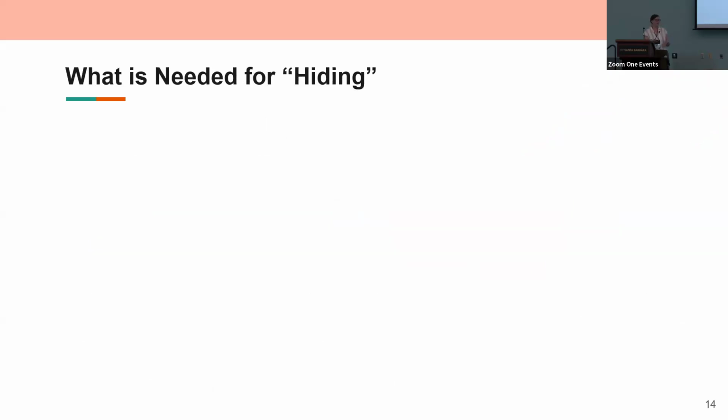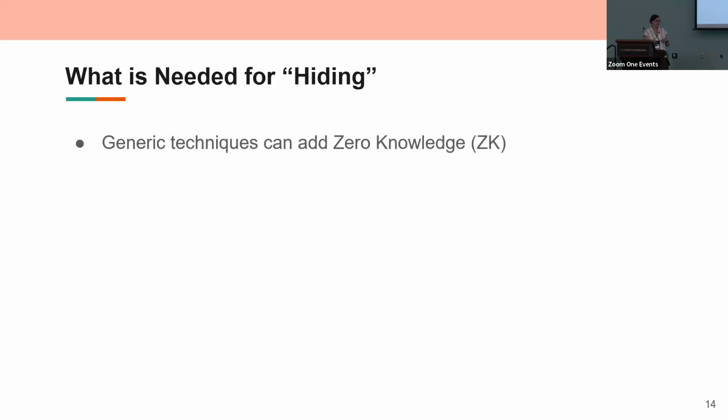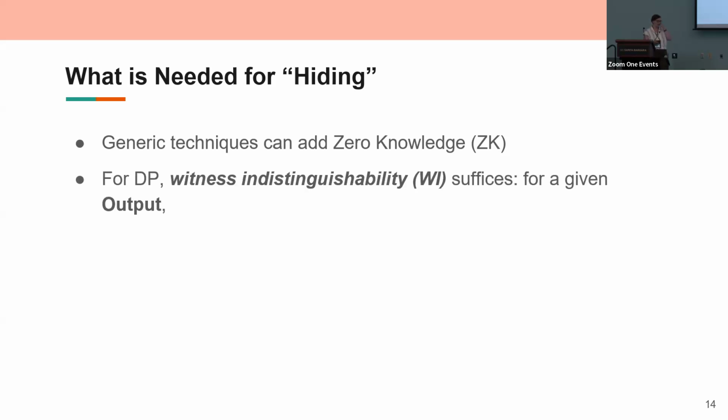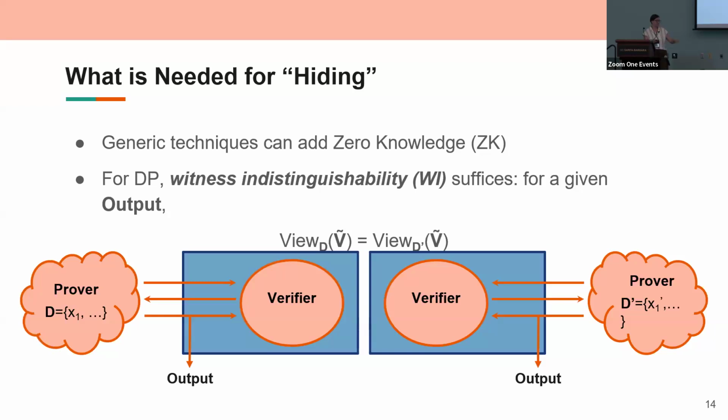I'll also just quickly clarify what we mean by hiding in this context. Of course, we could use generic techniques to add zero knowledge to our constructions later, but for differential privacy, all we really need is witness indistinguishability. In particular, for a given output, we just want that the view of an adversarial verifier should be the same no matter what the underlying database is. And intuitively, this makes sense. So this is all we would need, because in differential privacy, we just want that statistical closeness, which is what witness indistinguishability gives us.